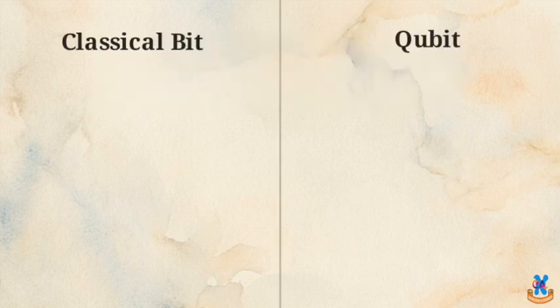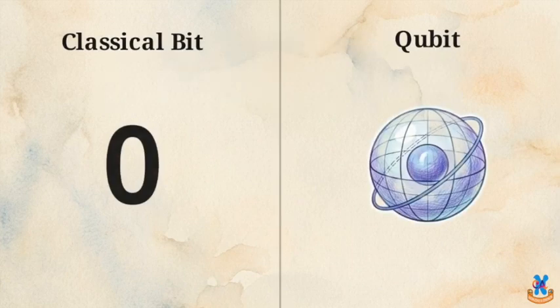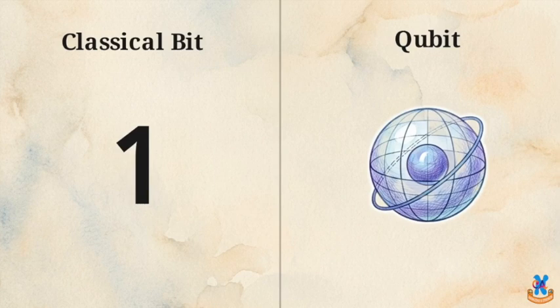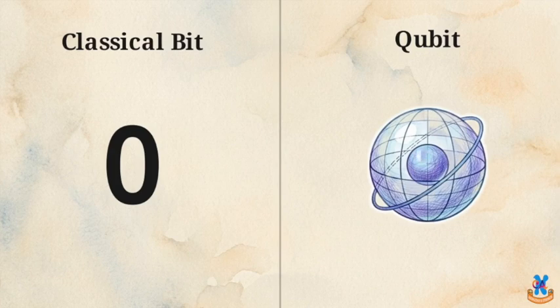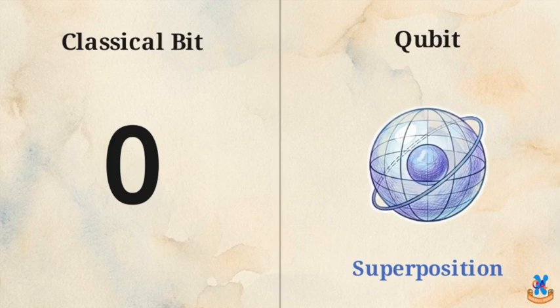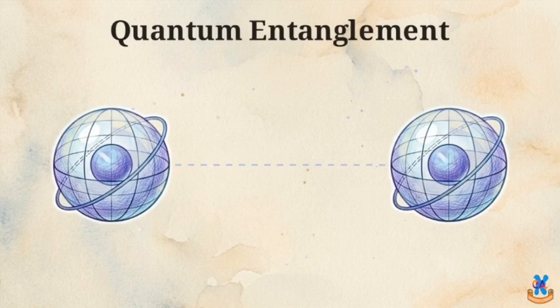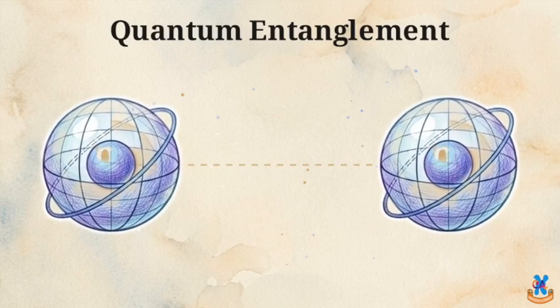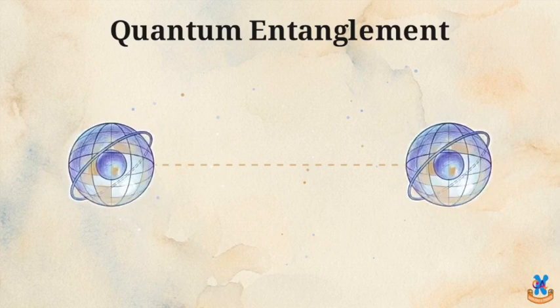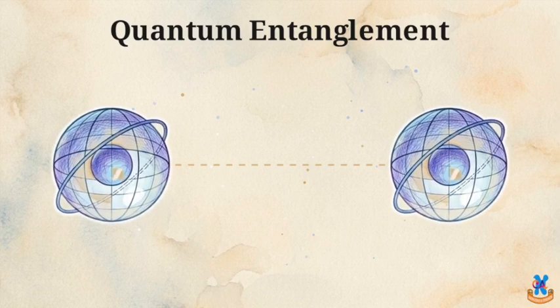Now, look at this comparison between classical and quantum computing. A classical bit flips strictly between a 0 and a 1. A qubit, however, can exist as both a 0 and a 1 simultaneously, thanks to a principle called superposition. When qubits undergo quantum entanglement, they become linked. A change to one qubit is instantly mirrored in the other, regardless of the physical distance separating them.